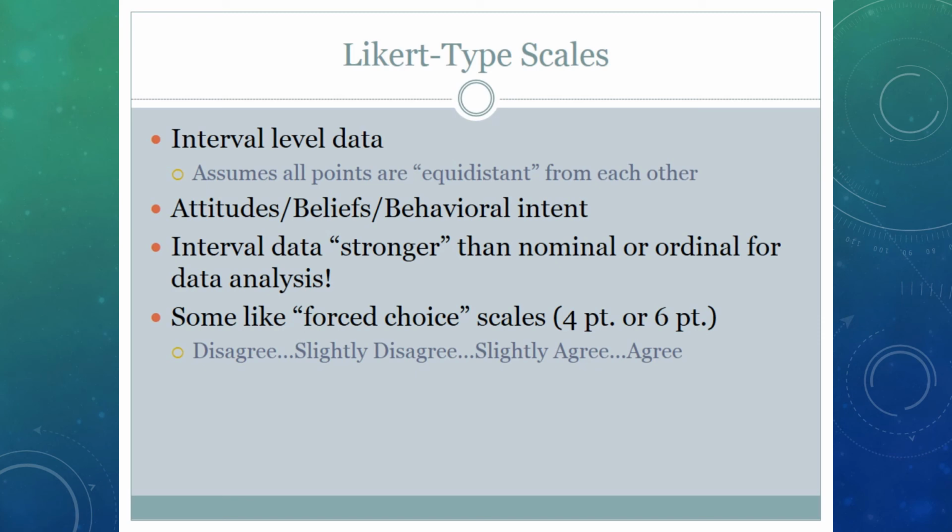That's what I say here, equidistant. That's what I mean. The points are equidistant from each other. These are commonly used to measure attitudes, beliefs, behaviors, and particularly behavioral intent on a certain number of point scale. Agree, disagree is a very common one to use. This type of data is better data for analysis later than having nominal or ordinal data.